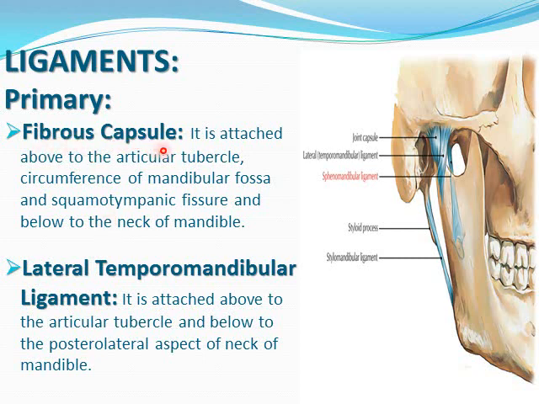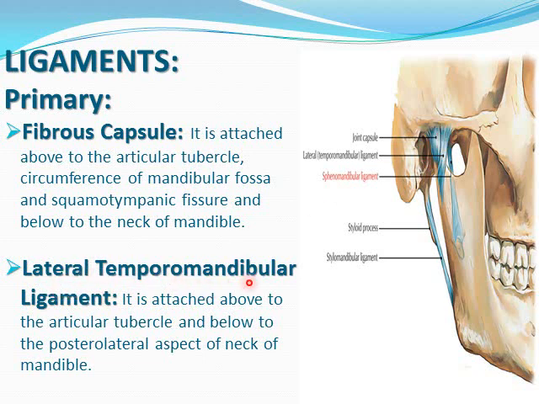First of all, the fibrous capsule. It surrounds the temporomandibular joint and is attached above to the articular tubercle, margins of the mandibular fossa and the squamotympanic fissure, while below it is attached to the neck of the mandible. Above the articular disc, it is loose, while below the articular disc, it is tight. And the capsule is lined by the synovial membrane.